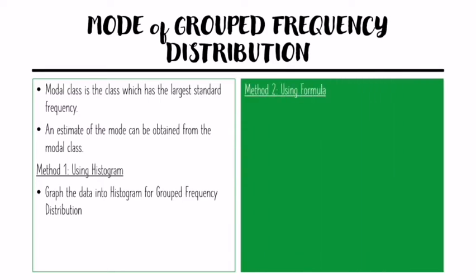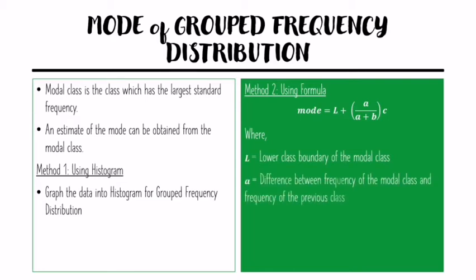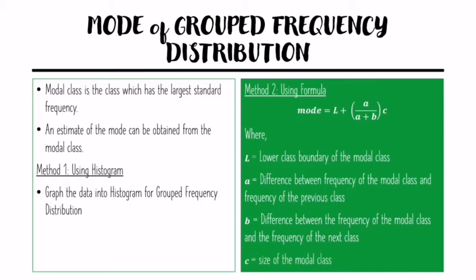And then method 2, using a formula. This is our formula: Mode equals L plus, in brackets, A divided by A plus B, multiplied by C. What is L? L is the lower class boundary of the modal class. A is the difference between the frequency of the modal class and the frequency of the previous class. B is the difference between the frequency of the modal class and the frequency of the next class. And C is the size of the modal class.